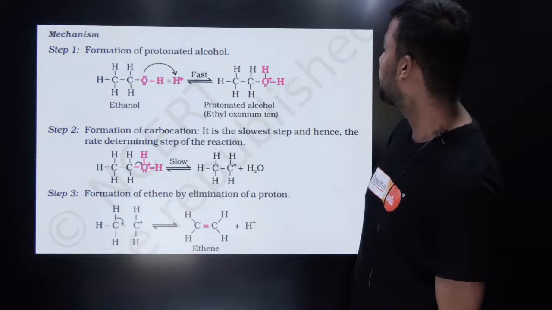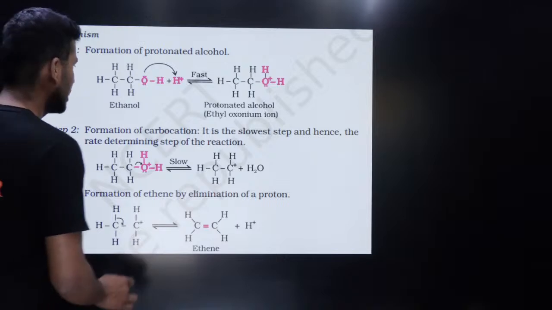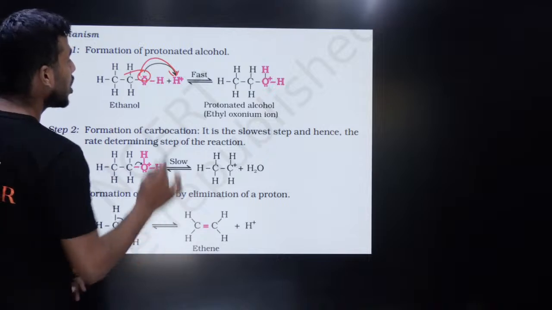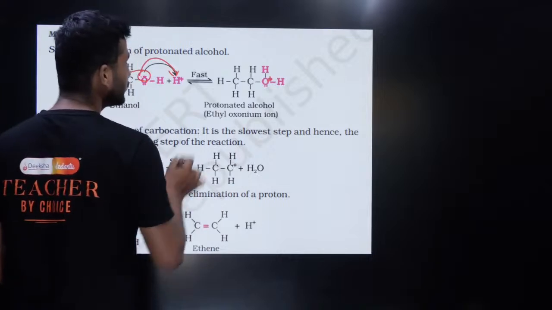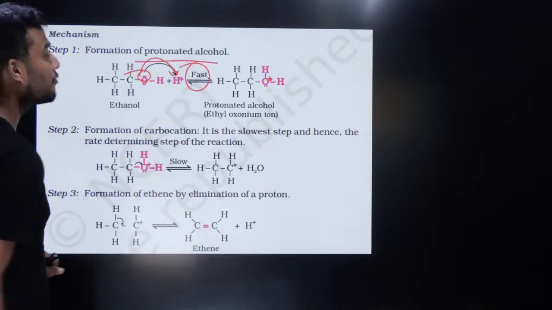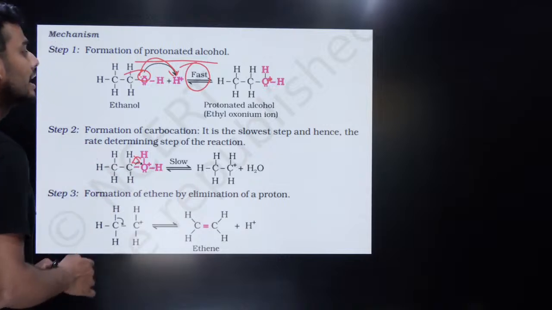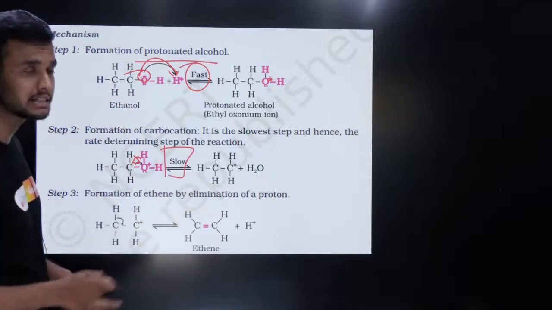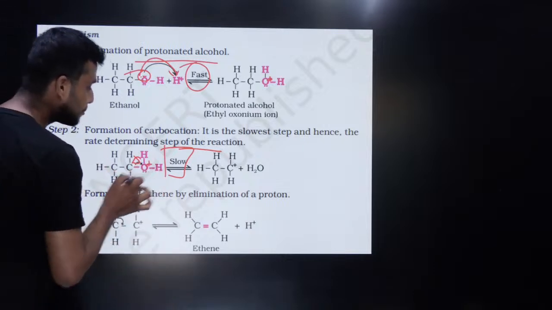Next one, the mechanism of protonation of alcohol. In the first step, what happens, students? The lone pair present on the alcohol oxygen attacks the proton, then oxygen carries a positive charge. This is a very fast reaction. First step, formation of protonated alcohol. In the second step, similarly, this bond, what happens? The second step is the slowest step. It's nothing but the rate determining step. What happens? Here it is a positive charge, right?